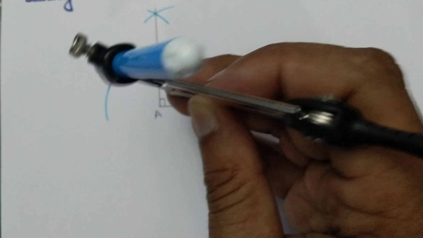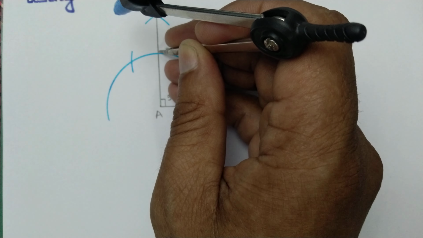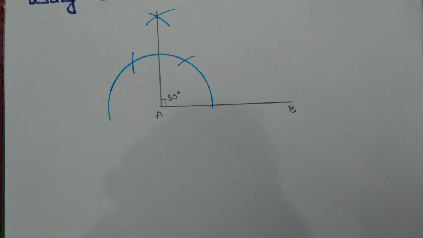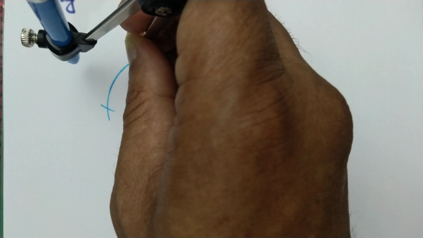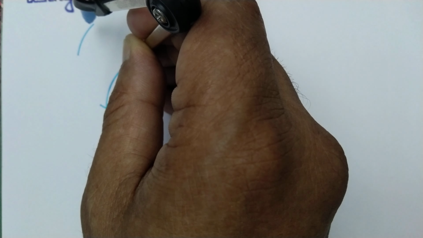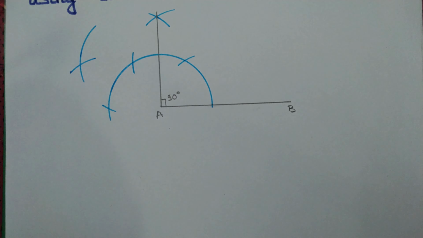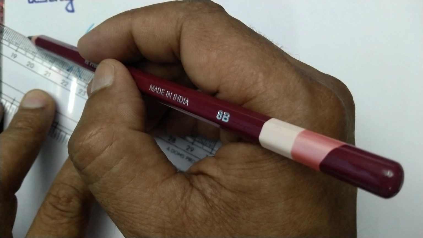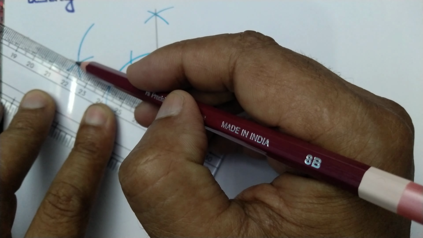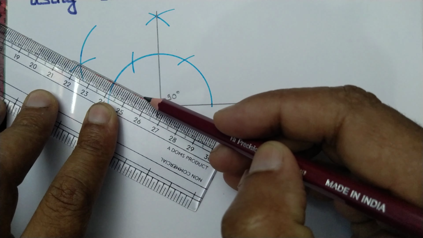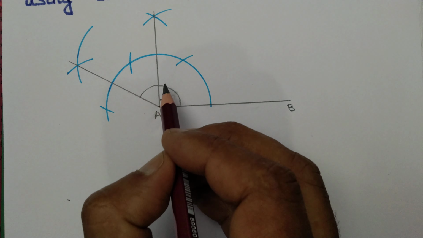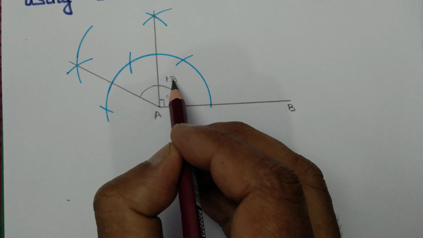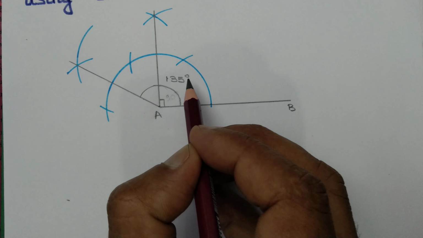So we keep on drawing a number of more circular arcs. So far we have drawn 5 circular arcs. Let us draw the 6th and then the 7th and the 8th. Join the intersection point to the vertex A, and we do obtain an angle that measures 135 degrees.